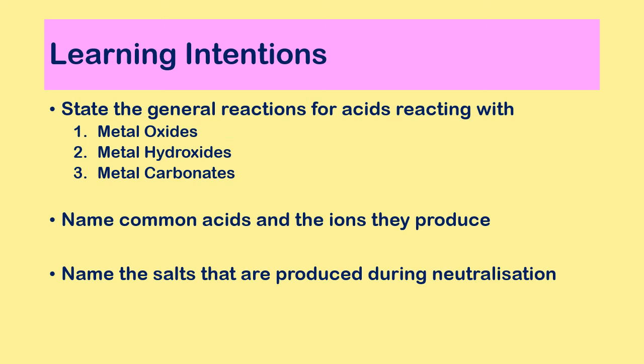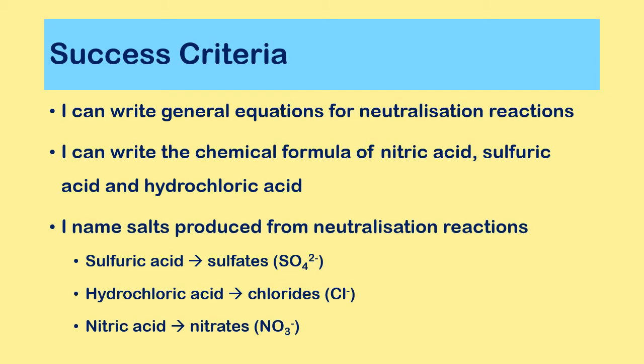Our learning intentions, continuing from last lesson, are to state the general reactions for acids reacting with metal oxides, metal hydroxides, and metal carbonates. Then we want to look at the names of common acids and the ions that they produce. And finally, we will look at the names of salts that are produced during neutralization reactions.